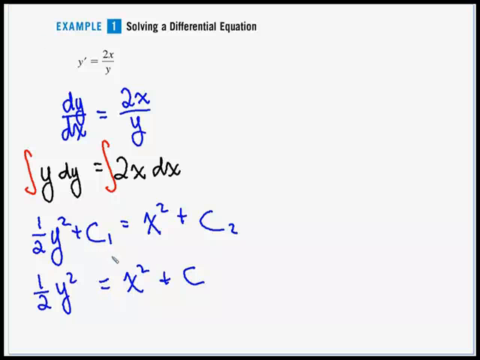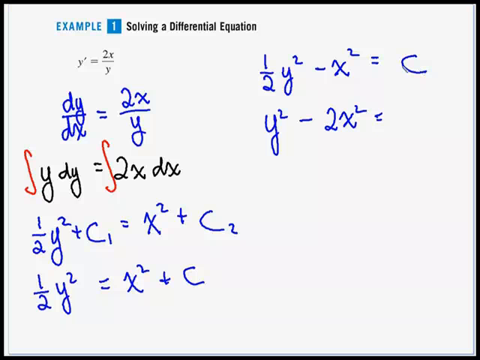Let's subtract x squared from both sides. So now on the left I'll have 1/2 y squared minus x squared equals our arbitrary constant. And I'm going to multiply through by 2. So on the left I'm going to have y squared minus 2x squared equals, and an arbitrary constant times 2 is still just an arbitrary constant. And we can leave our final answer just like that: y squared minus 2x squared is equal to c.